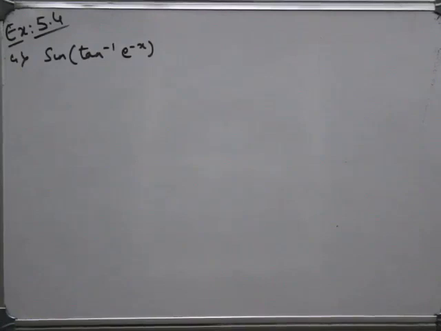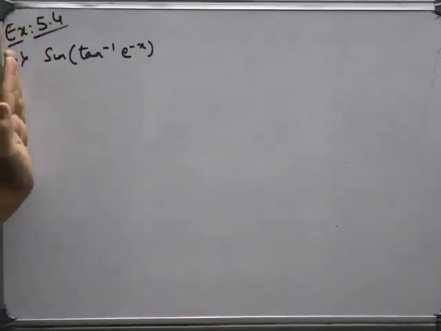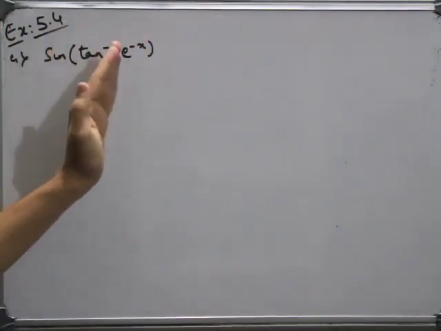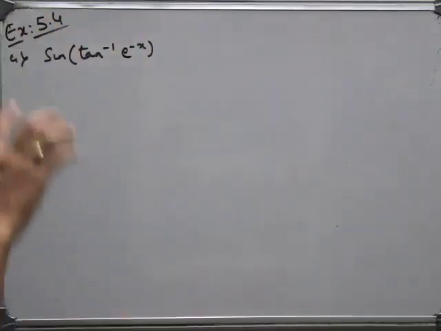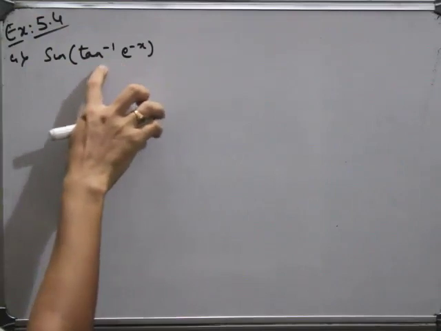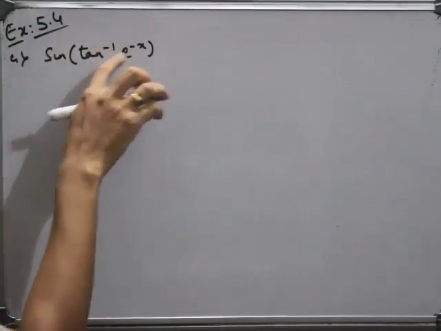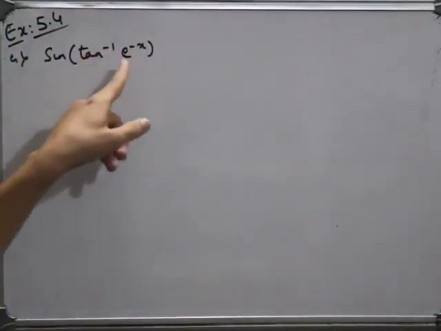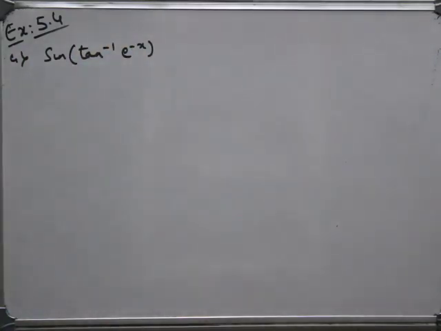To solve this, what we have to do? Use chain rule. In this case, how will you use chain rule? Start with the leftmost function, that is the sine function, and then differentiate until the last function, the rightmost function, e to the power of minus x. First differentiate sine, considering the inside as x. Then differentiate tan inverse, considering e to the power of minus x as x. And finally, differentiate e to the power of minus x also. I will show you how to differentiate this.